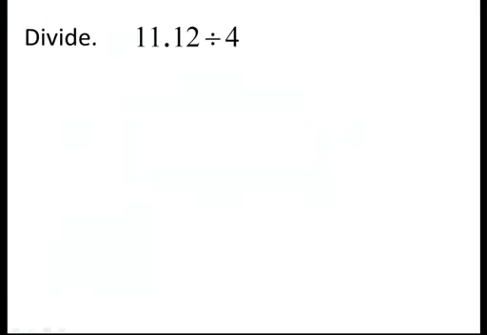Divide 11.12 divided by 4. Division with decimals is very similar to division with ordinary numbers, except I need to be careful of the placement of my decimal point in the quotient. For this problem, we bring the decimal point from the 11.12 directly above. This will be the placement of the decimal point in my answer.